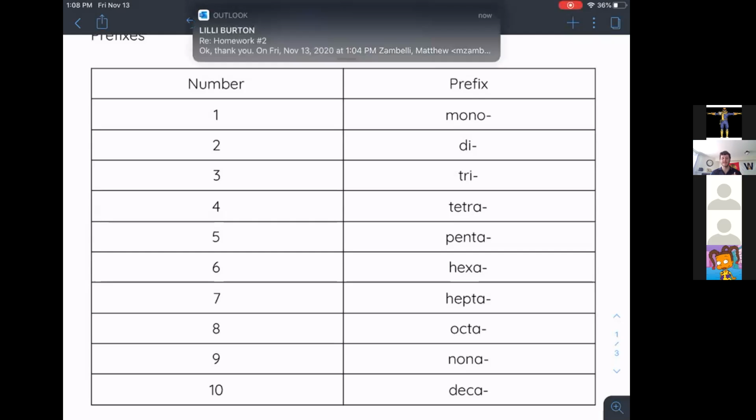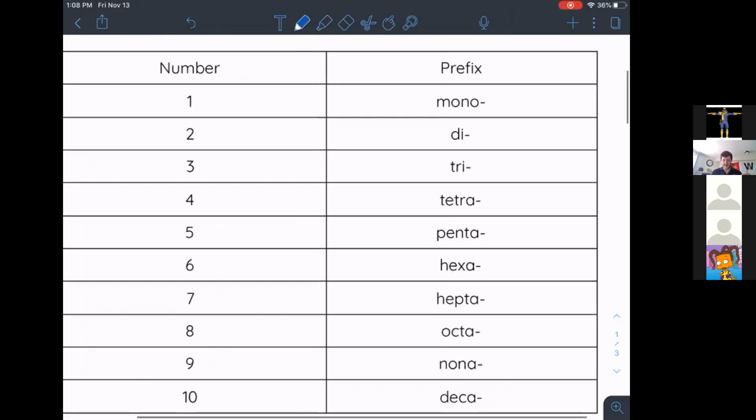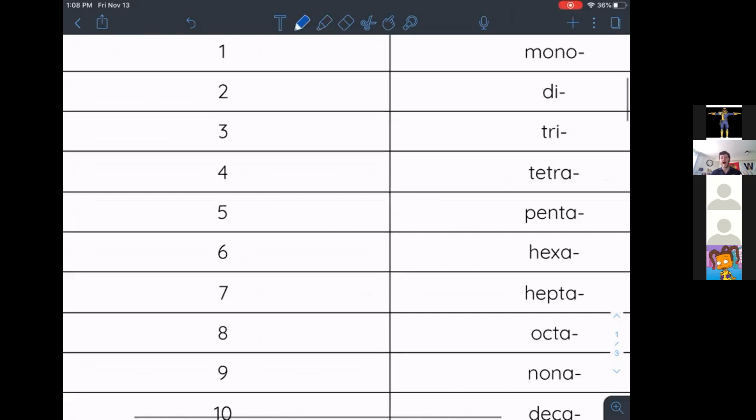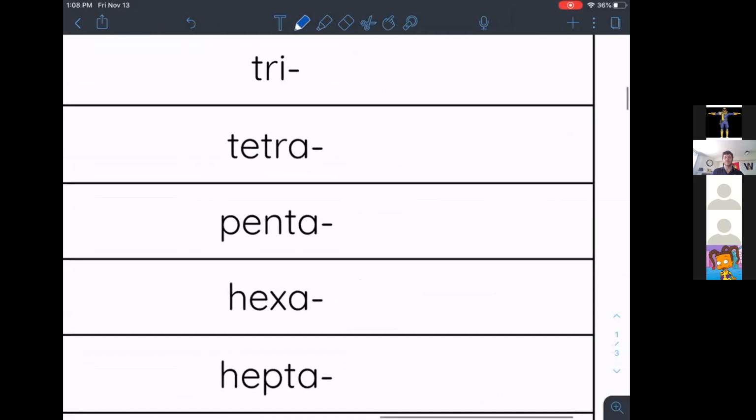So if we look at mono and di, I really don't have much to tell you about them. We're just trying to remember them. But once we get to tri, think of something like a triangle has three sides, or a tricycle has three wheels, which is how you can remember that tri means three. Tetra, if you think of the game Tetris, where you're building those blocks and trying to get rid of them, each Tetris piece has four blocks that you're trying to put together. So four means tetra, like Tetris.